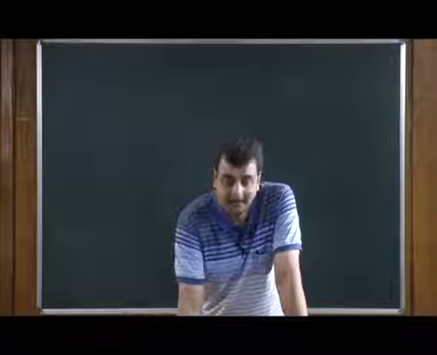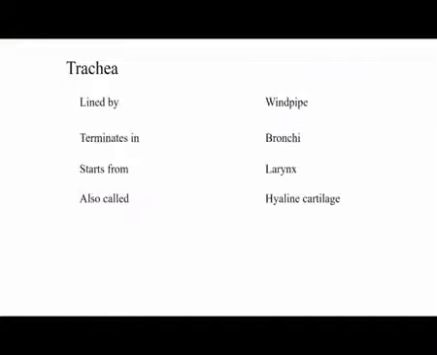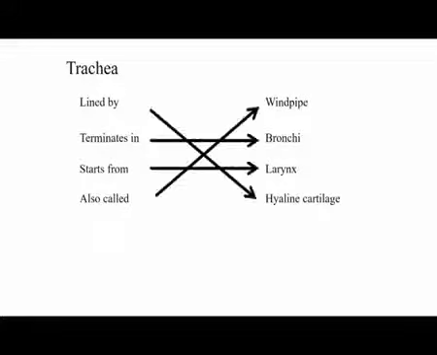Next question in the slide here is regarding the trachea. If we try to discuss something related to the trachea, one can see that it is lined by, among the 4 options, the most probable answer is lined by hyaline cartilage. The second one, it terminates definitely in the bronchi, and the bronchi branch out into bronchioles, which ultimately end up in alveoli. It definitely starts from the larynx. The downstream of the larynx forms the trachea, and it is sometimes also called the windpipe. So if you see the options, this is the right option.